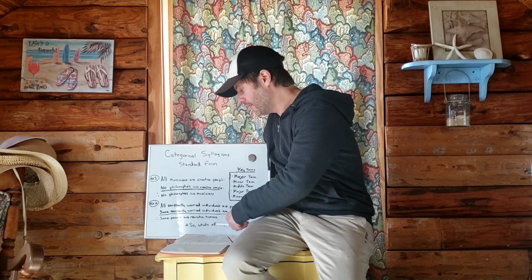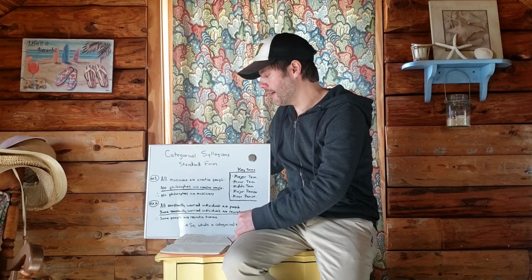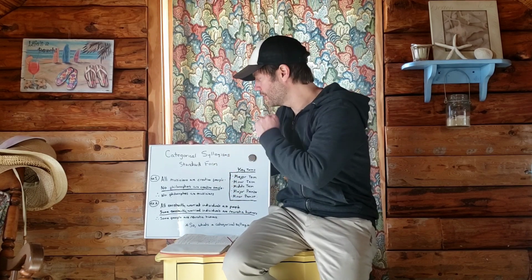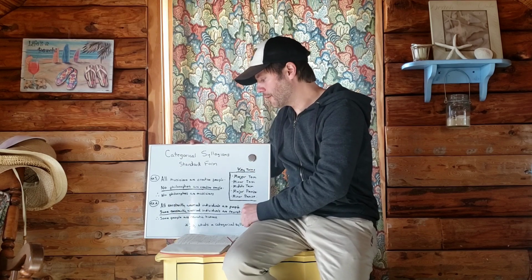All right, in this section we are going to talk about categorical syllogisms from Hurley's book, chapter 5.1, which deals with standard form and mood and figure of categorical syllogisms. This video is going to be 2 segments. In this segment, we're just going to talk about standard form. So let's do standard form.